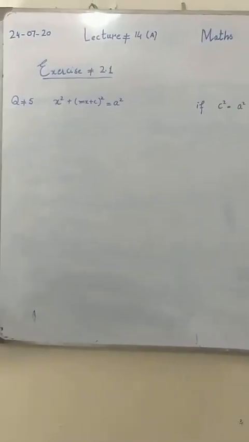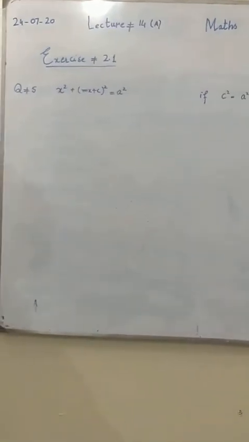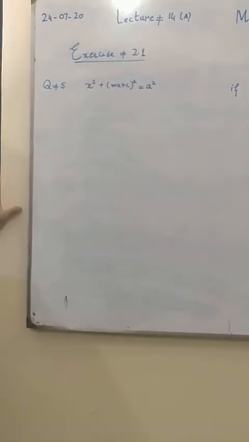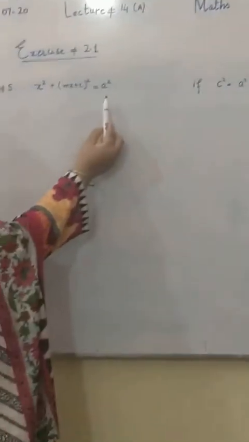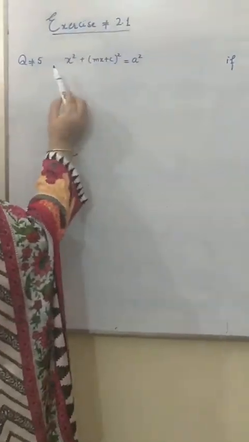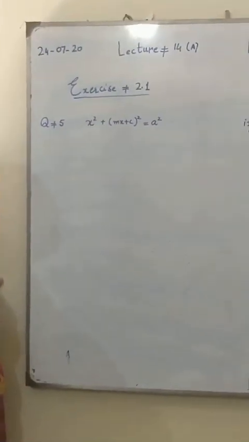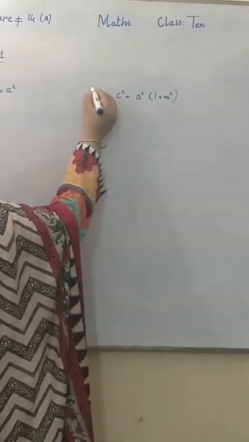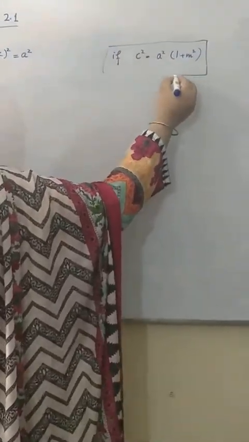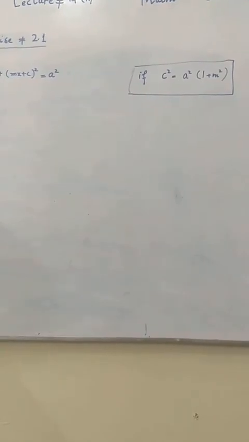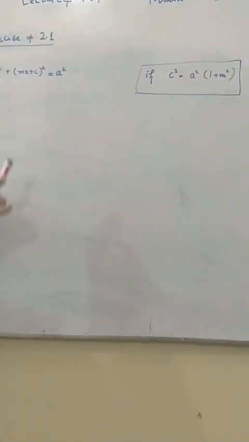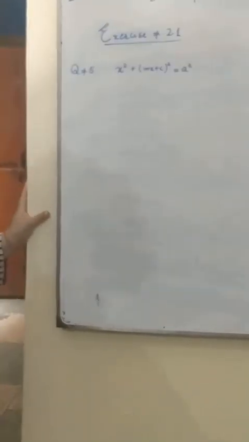We have already done question number 1 to 4. Now we are doing question number 5. The question is, show that this equation has equal roots. And the condition given is if c square is equal to a square into 1 plus m square. We have to show that this equation has equal roots.